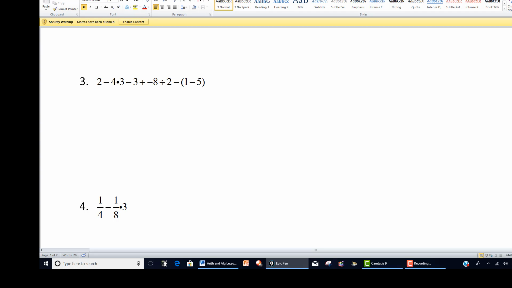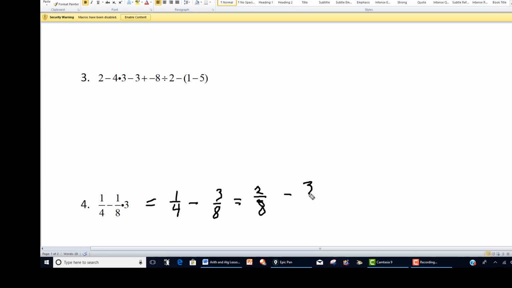Okay, the last one. These rules, like I said, apply with regular numbers, whole numbers, integers, fractions. So in this case, I have 1/4 minus, and then 1/8 times 3 is 3/8. And then I want to combine this. Least common denominator here, you can see it's going to be 8. So I multiply here by 2, and by 2, this becomes 2 over 8 minus 3 over 8.